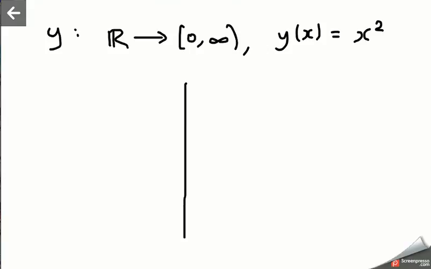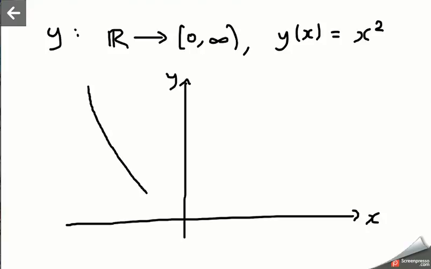Should know the graph of this one pretty much off by heart by now. Here's our x-axis, here's our y-axis, and we know that the graph looks something like this. It's kind of curved, and that should go through the point 0, 0 right there.